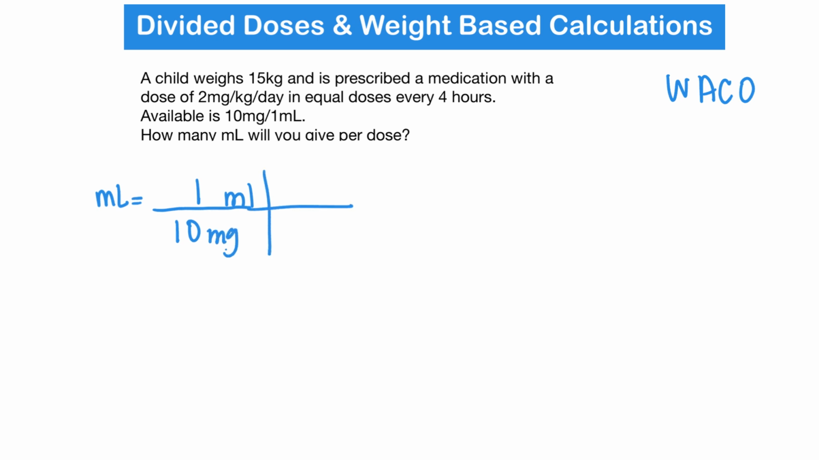Okay, now I'm looking at conversions. I don't really have any conversions to do because everything is in milligrams, but I do have to put in this dose here in my problem. So I'm going to put 2 milligrams at the top. Okay. And it is per kilogram per day. So I'm going to put my kilograms down here per day. Kilograms per day. My patient weighs 15 kilograms.